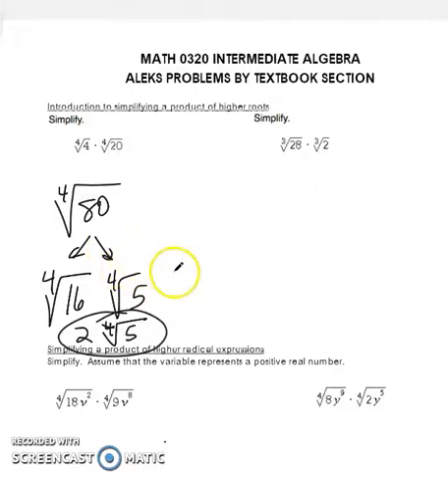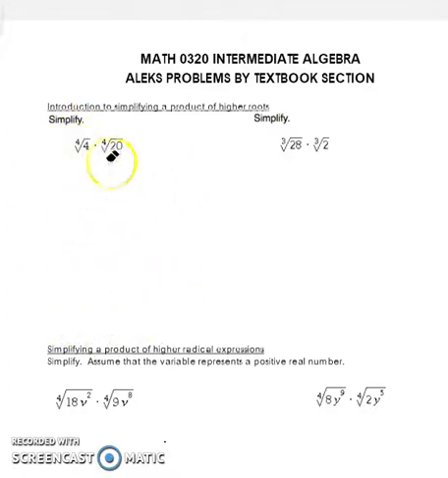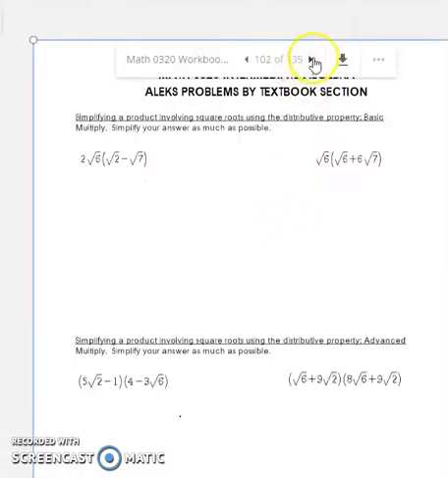Nice and simple. Find a perfect fourth that can go into 80 and then break it up. You've been doing the same thing for all of these roots. Okay, so let's keep going.